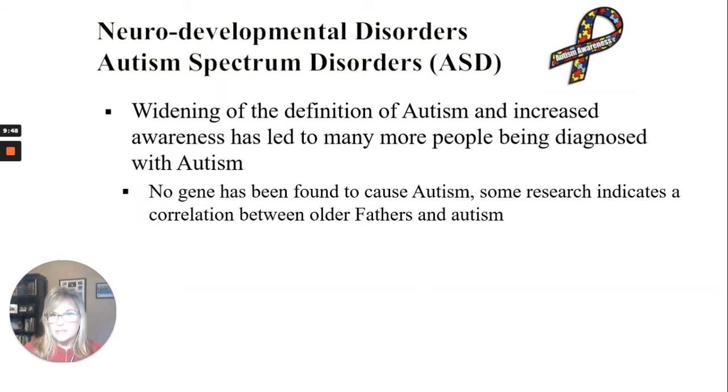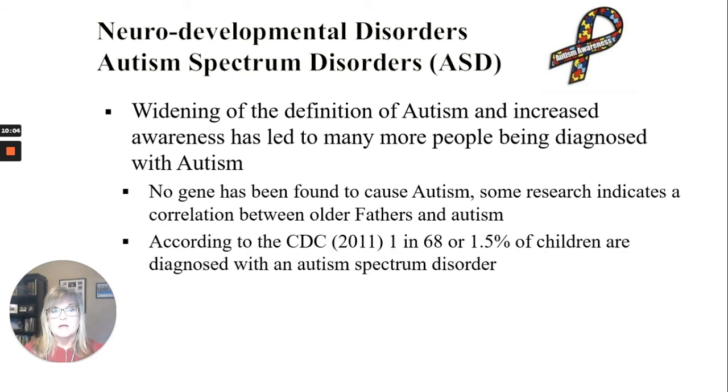There's no gene that's been identified that causes autism, and they certainly have researched that. There is some research out there saying that older fathers could also contribute to the increase in autism. And 1.5% of children are diagnosed with an autism spectrum disorder.